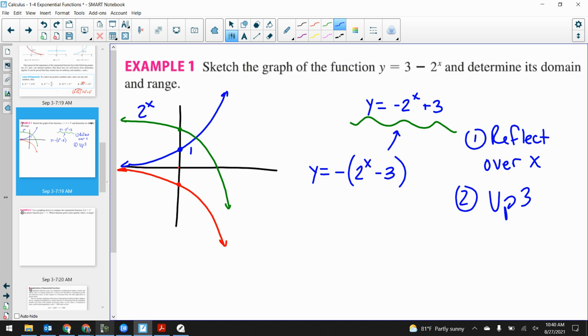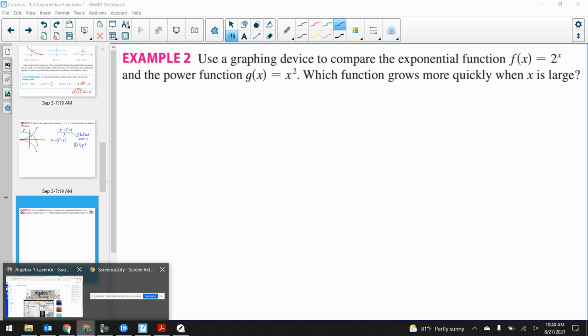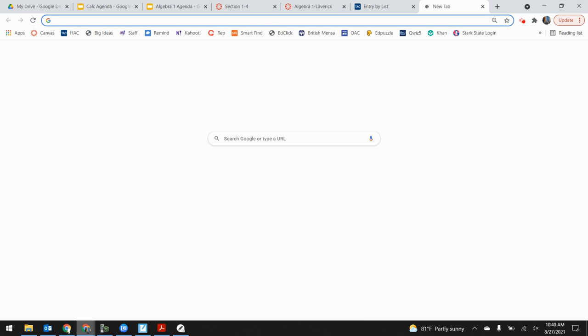Okay. All right. Use a graphing device to compare the exponential function 2 to the x and the power function x squared. So we talked about how we should not confuse them with each other. So let's look at how they're different in terms of the look of their graphs. And to do this, I'm actually going to jump to Desmos because I think it's a little bit easier to graph using Desmos when we look at exponentials.